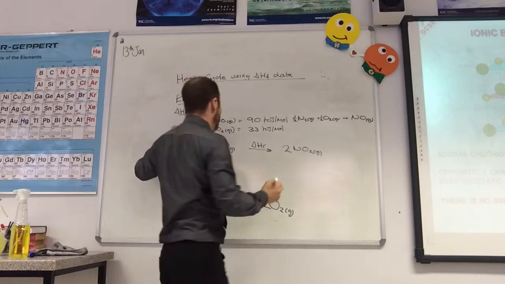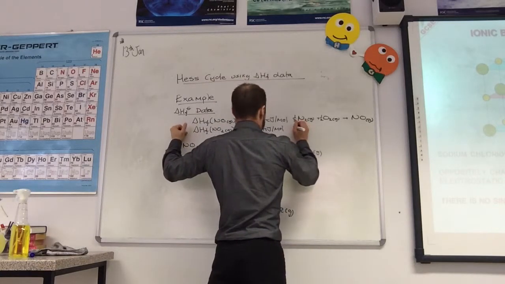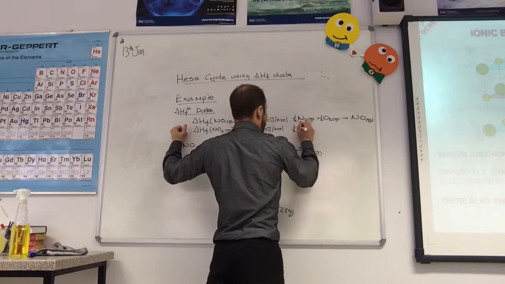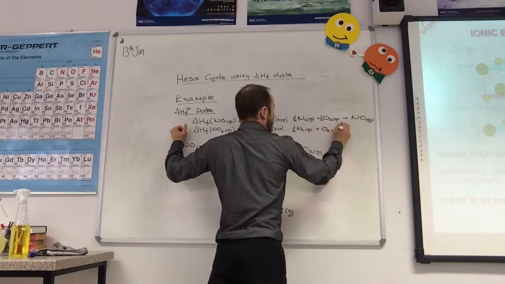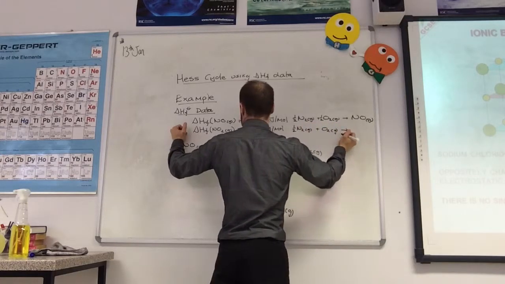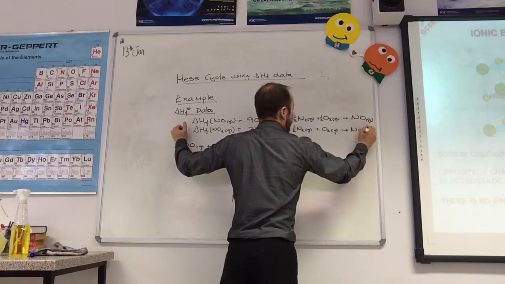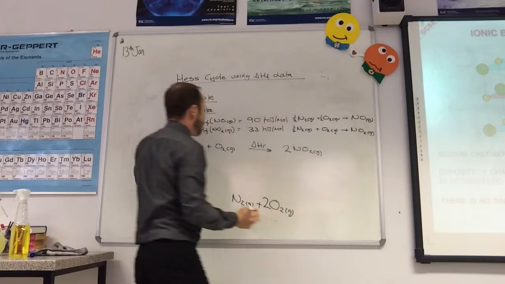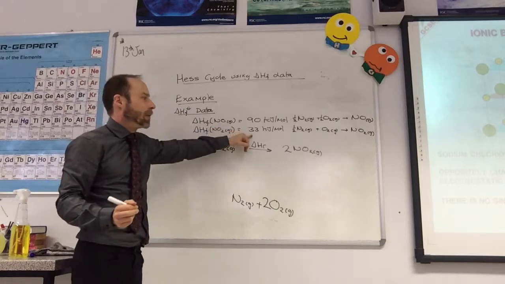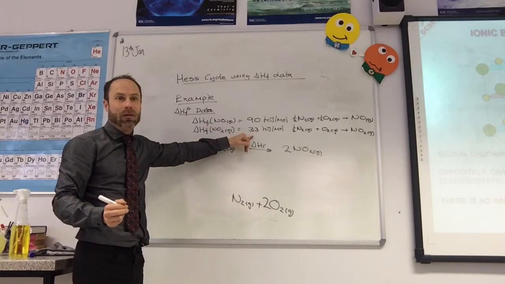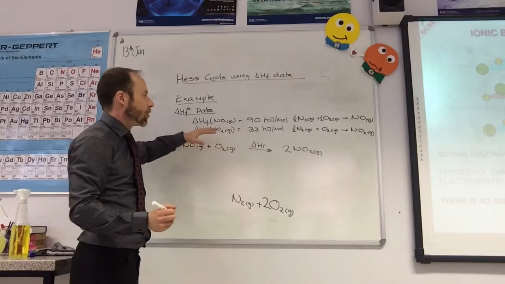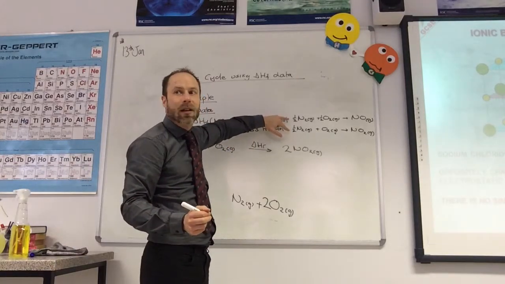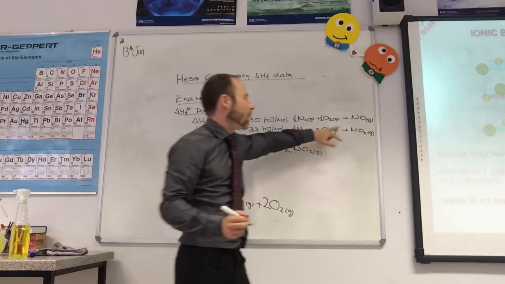For this one, it's going to be a half N2 gas plus O2 gas to give me NO2 gas. That's what that number is referring to. Yeah, with me so far? So those are the equations we were doing yesterday. Yeah, happy with that? Always forming 1 mole.